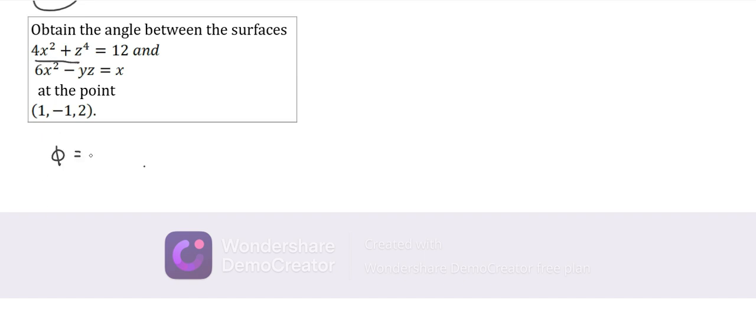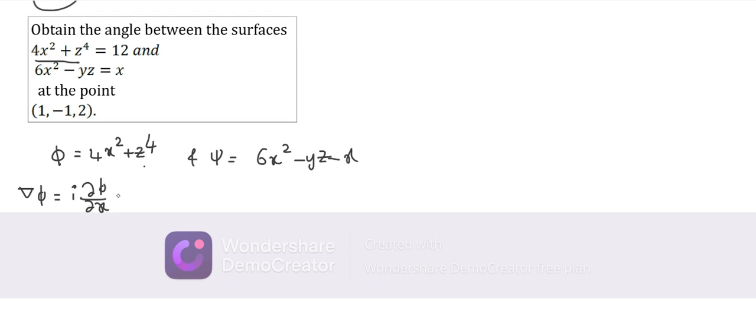So phi equals 4x square plus z power 4, and the other surface is xi equals 6x square minus yz minus x. That is the other surface. So let us calculate the angle between them. To calculate the angle between them, we need to calculate the gradient of phi as well as the gradient of xi. The gradient of phi is given by i into dou phi by dou x plus j into dou phi by dou y plus k into dou phi by dou z.